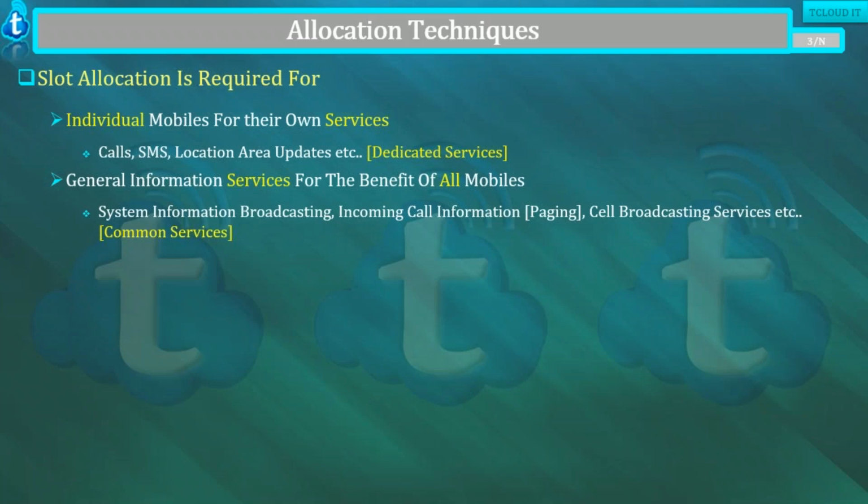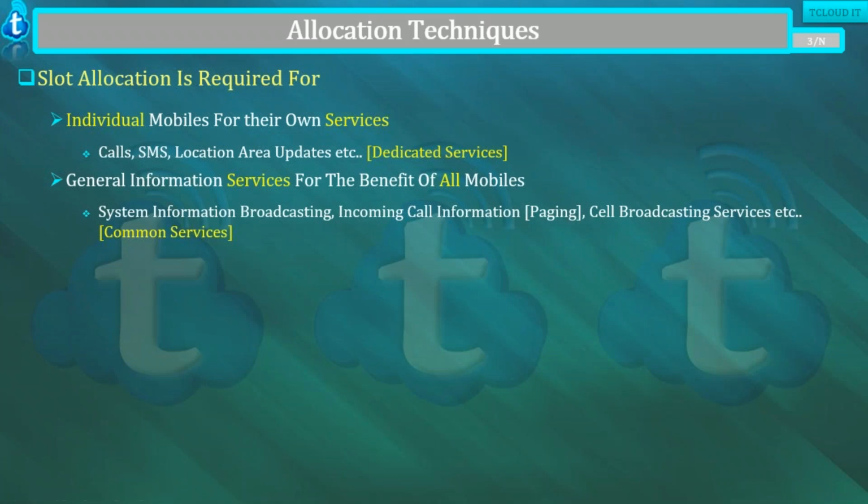Network must tell the mobile that, hey man, there is an incoming call for you. We need to send this incoming call related information by using some special slots. We typically call it as paging slots. By using these paging slots, we'll be distributing this information to the mobile phones, whoever are operating that network.